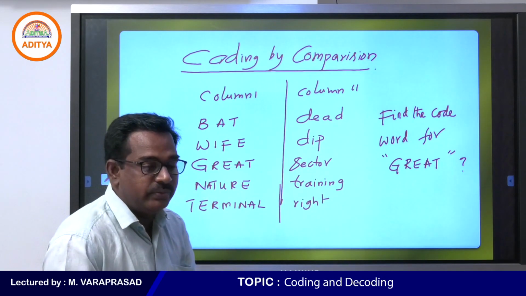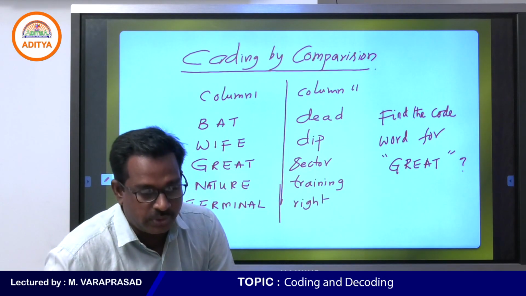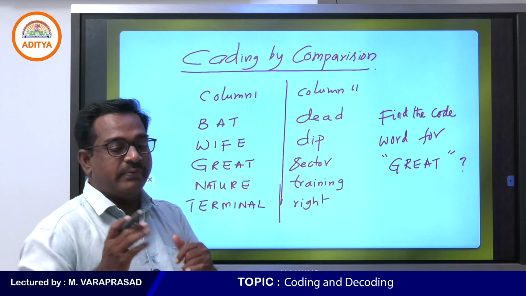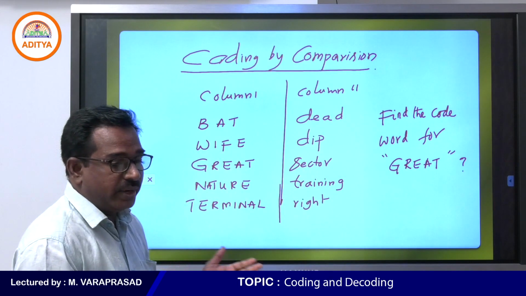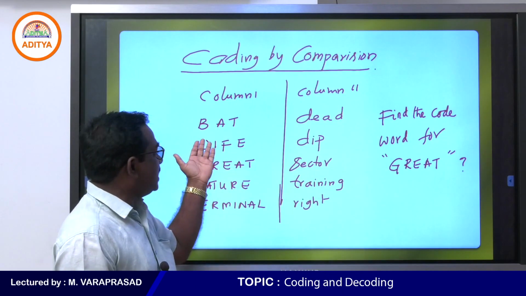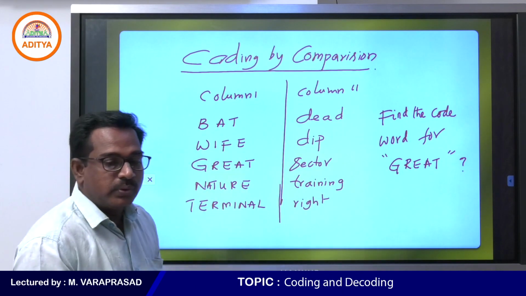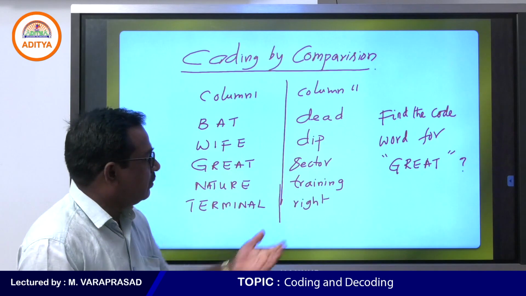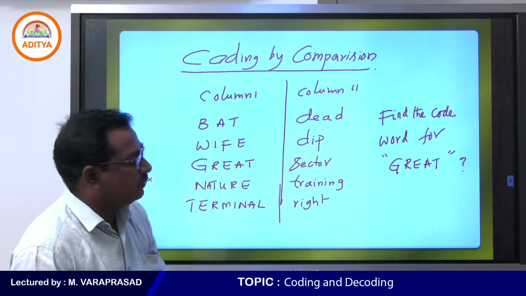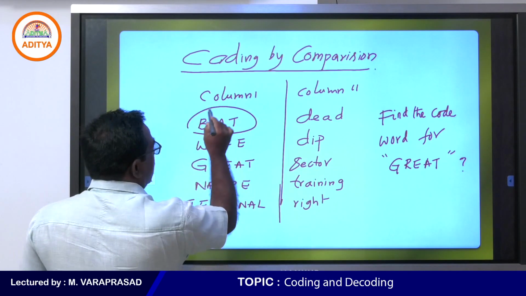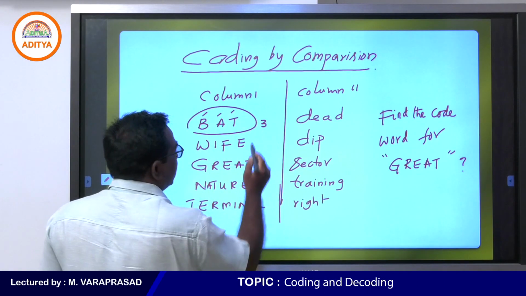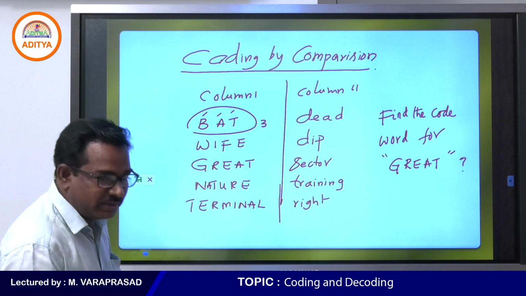Column 1 denotes the words and column 2 denotes the coded language. The codes are given in column 2. You need to verify which word has which code. What is the word for great? It is a 5-letter word, but first note this 3-letter word: 1, 2, 3. In the given word, 3 letters are there.